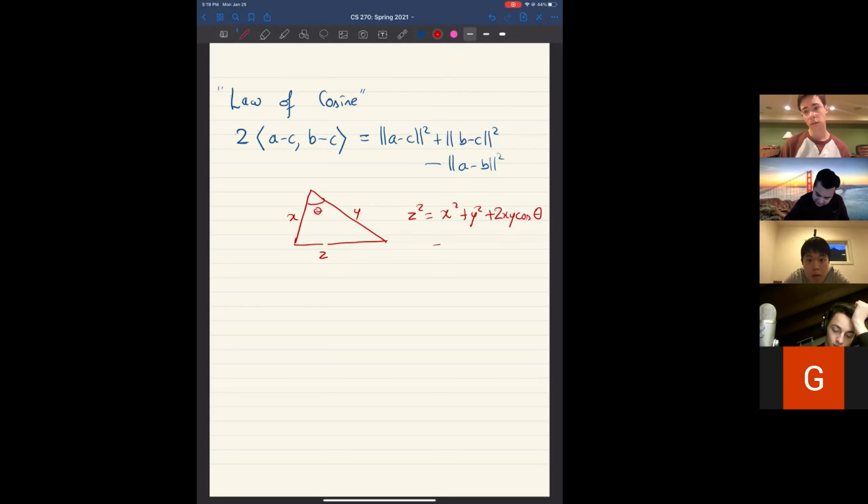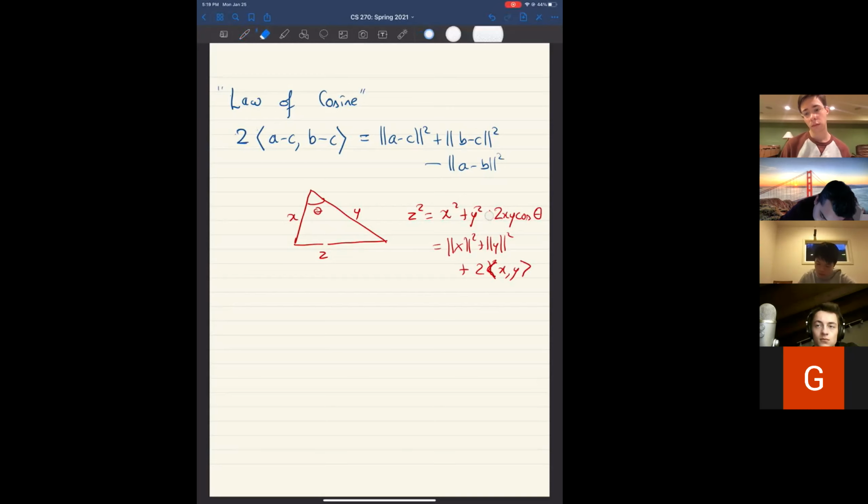In terms of vectors, you could say it's norm x squared plus norm y squared plus 2 inner product x comma y. Yes, okay, thanks for the correction. It's minus 2xy cosine theta.